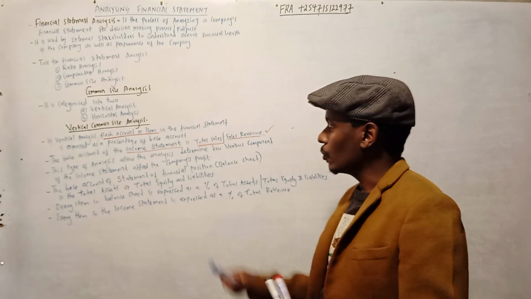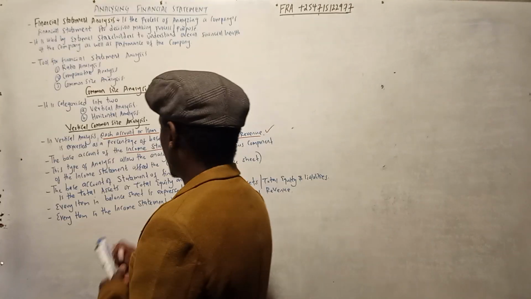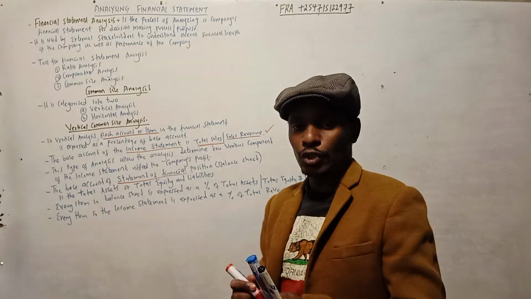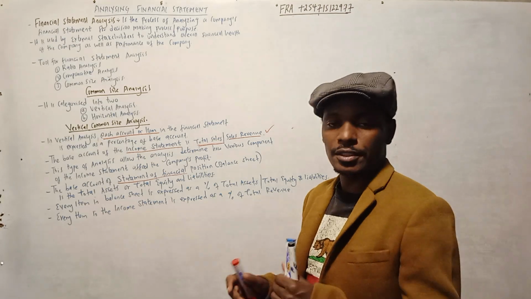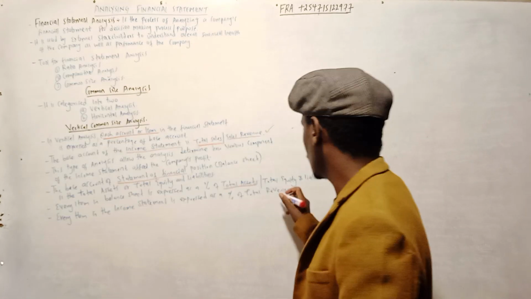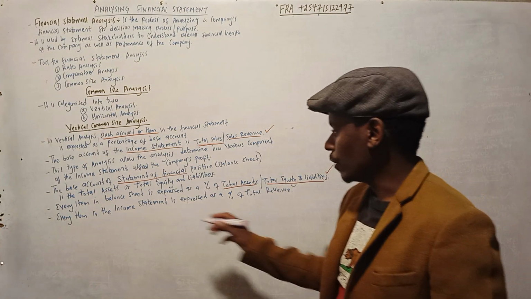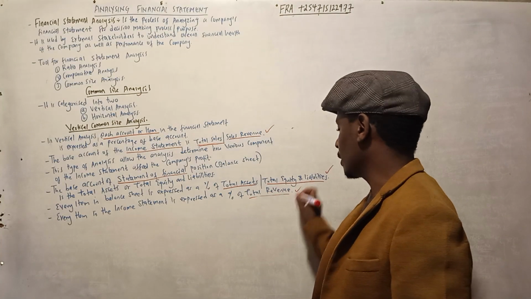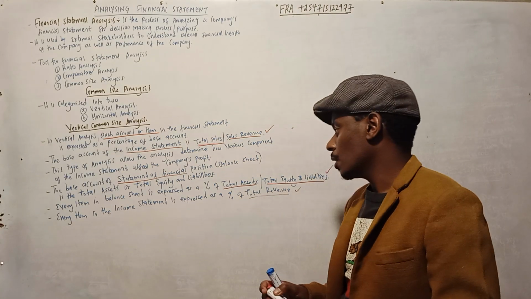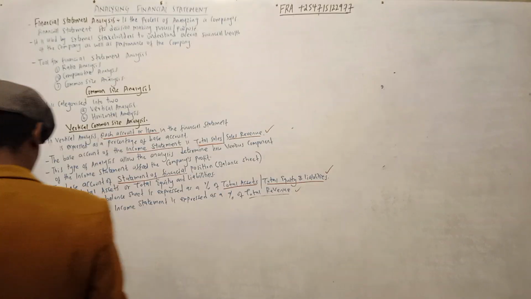But the rest of the item you need to determine. Then you have the statement of the financial position. So every item or every account in the statement of the financial position is expressed as a percentage of total assets or total equity and liabilities. Then for the income statement, as I said, every item is expressed as a percentage of total revenue. So that's all about the vertical statement.